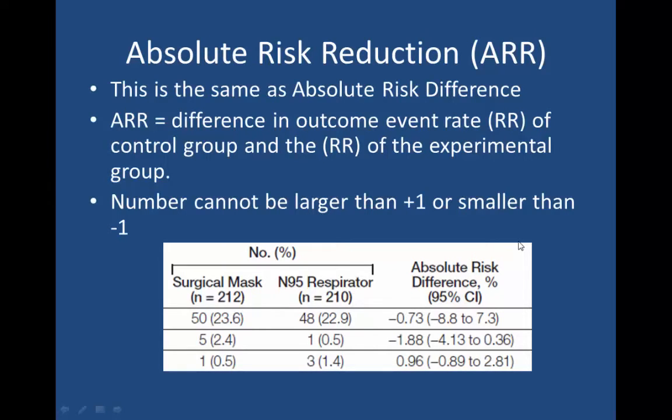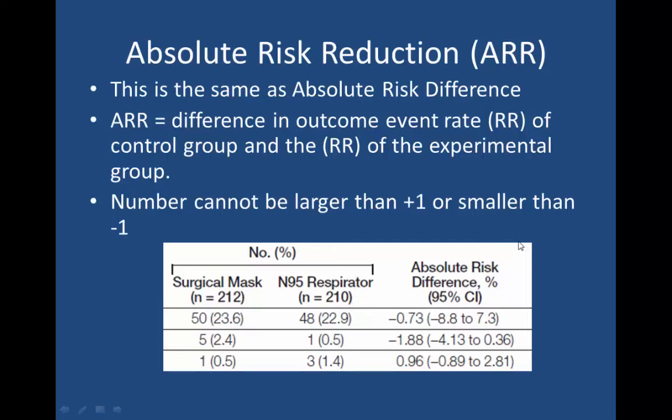Here is absolute risk reduction, and it's easy to calculate. And I've gone back to the surgical versus N95 mask study here. It says, what is the actual percentage difference between the outcome in the control group and the outcome in the experimental group? So the number cannot be larger than 1 or smaller than negative 1. Let's look at this.